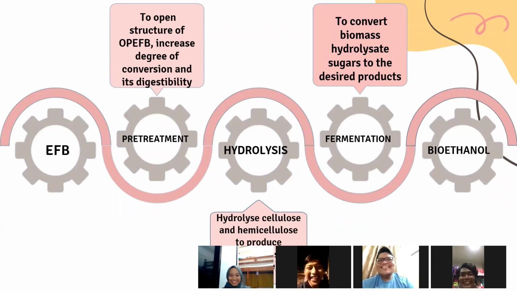Okay, this is roughly the whole process of converting EFB to bioethanol. The pretreatment is to open the structure of OPEFB, which will increase the degree of conversion and its digestibility. The objective of the hydrolysis is to hydrolyze cellulose and hemicellulose to produce fermentable sugar, which is glucose, sucrose, and so on. And fermentation is to convert biomass hydrolyzed sugars to the desired product. The desired product here is bioethanol.